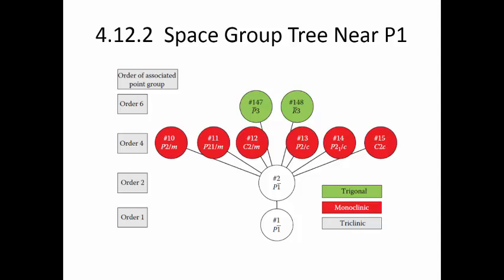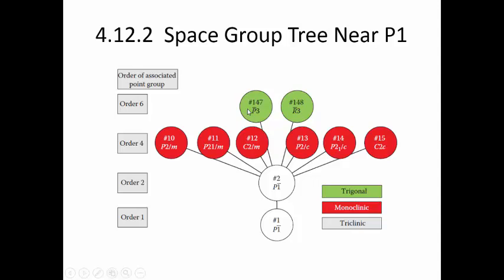Now, from the international tables, you can see that the subgroup is going to be P1 bar, number 1, and notice over here on the left we have order, but it's not the order of the space group, because the order of the space group is what?